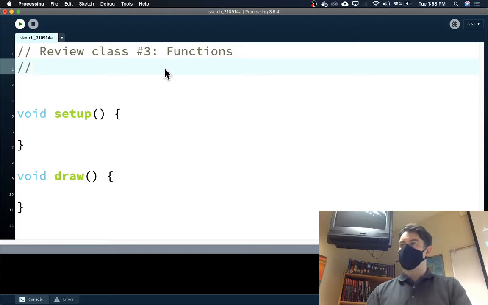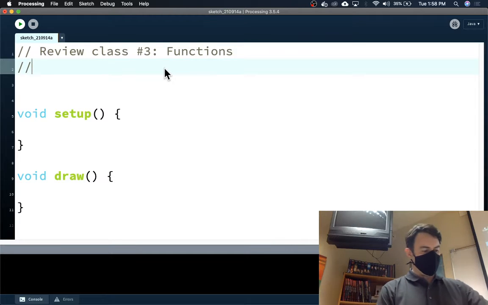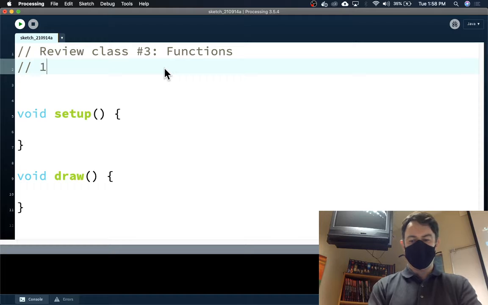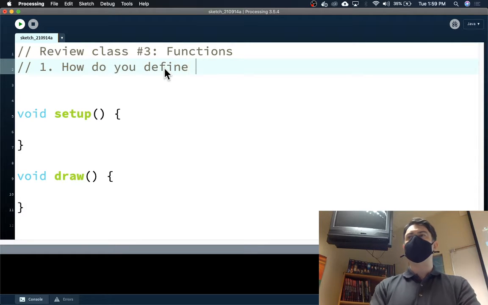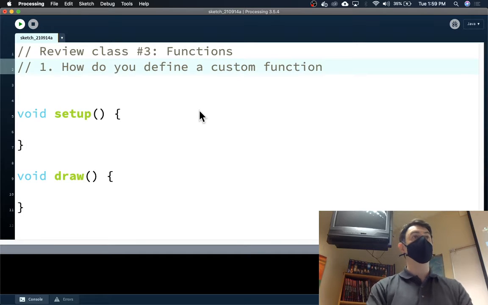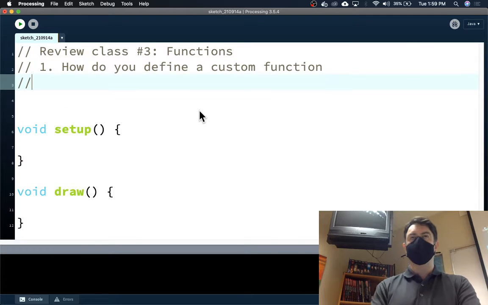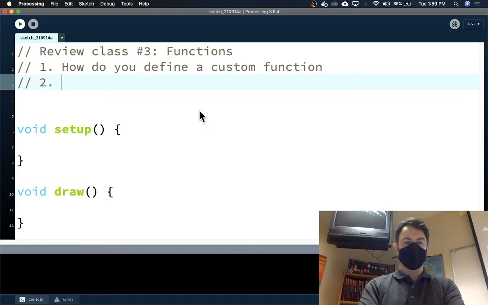So the stuff that I wanted to cover today is, first off, how do you define a function? And I'll say specifically, how do you define a custom function, your very own function that you want to create, and how that's different from defining something like the setup function or the draw function.